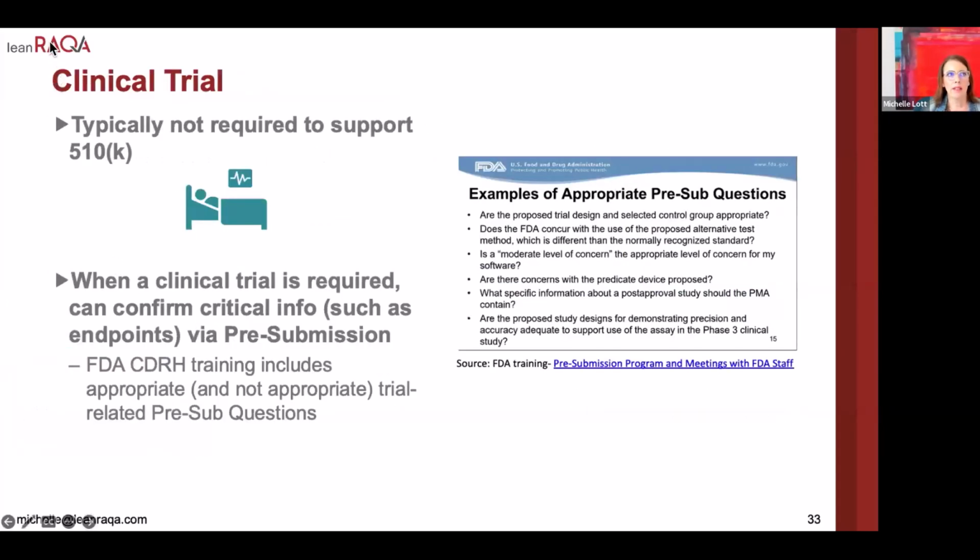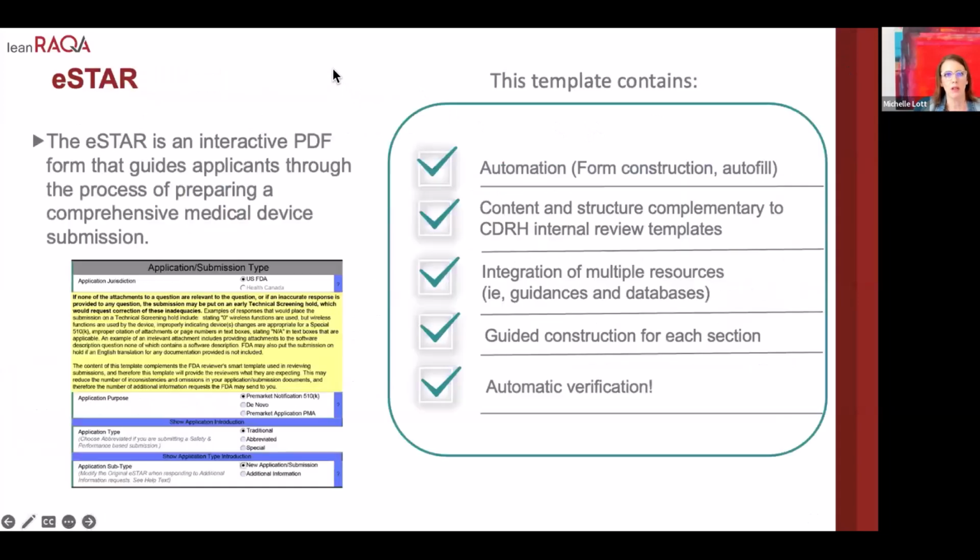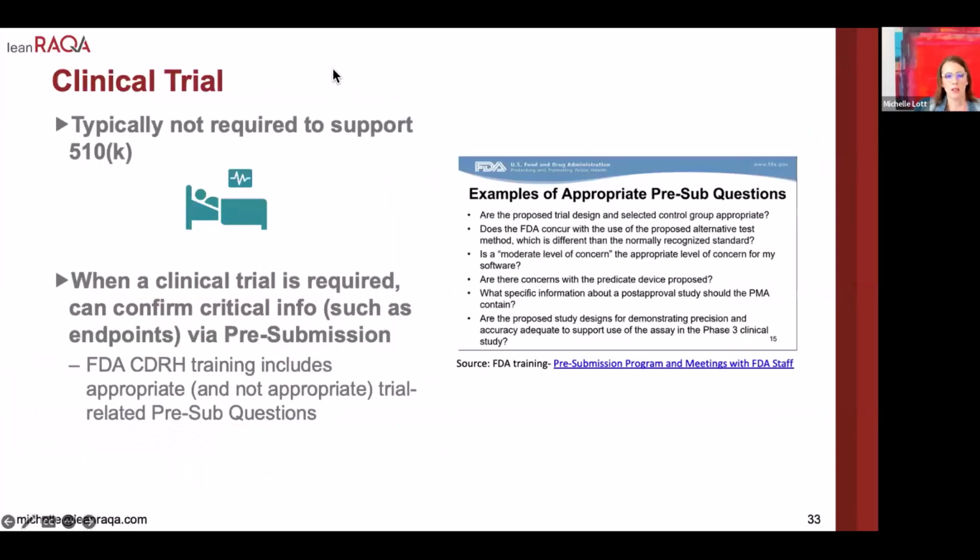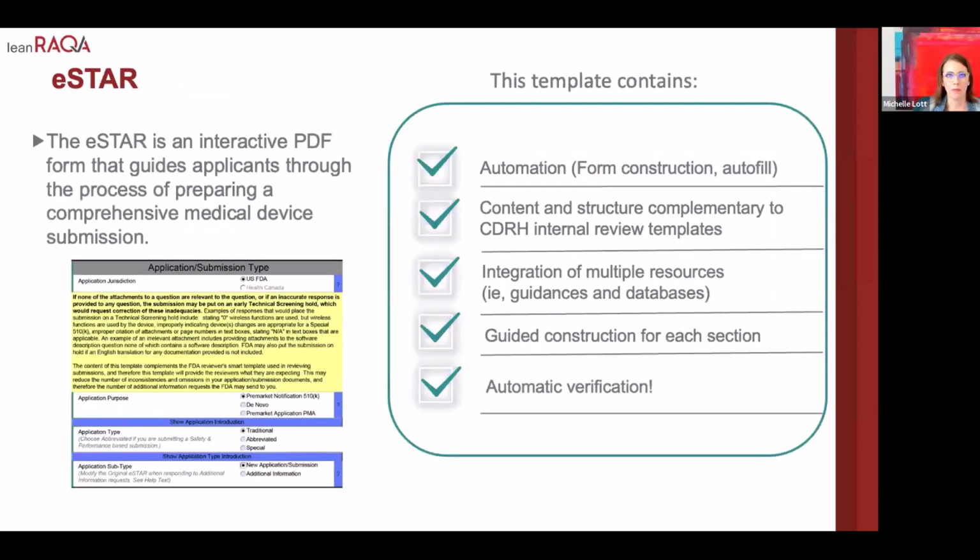Clinical trials are typically not required for 510(k)s, which again make up the bulk of the submissions in the United States. So this is a huge cost savings. And because we have the pre-submission process, even if you do have to do a clinical trial, you can discuss it with the FDA via the pre-submission process, which can also save you a lot of time and money ahead of time.